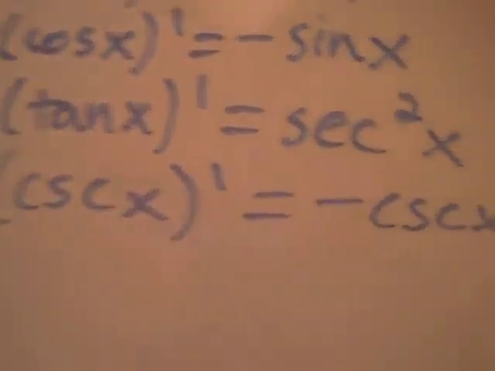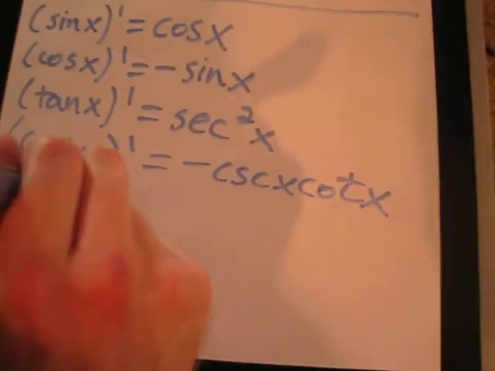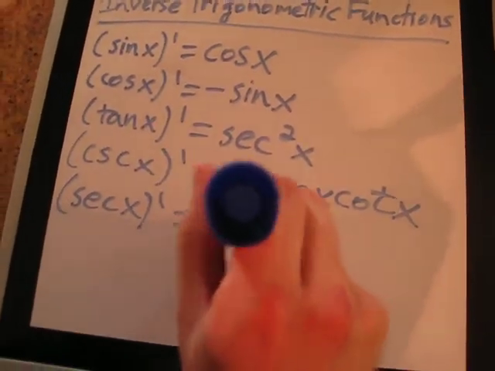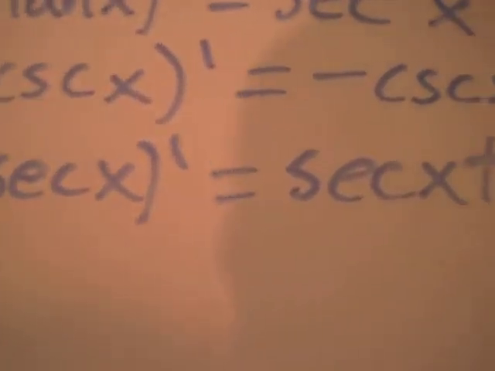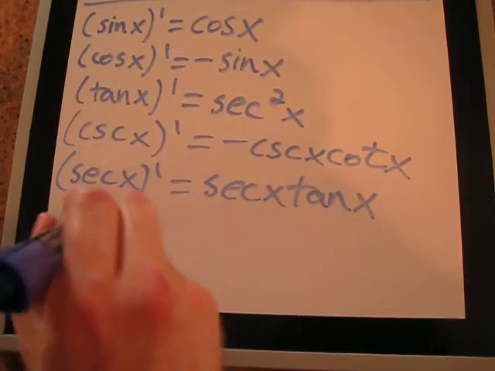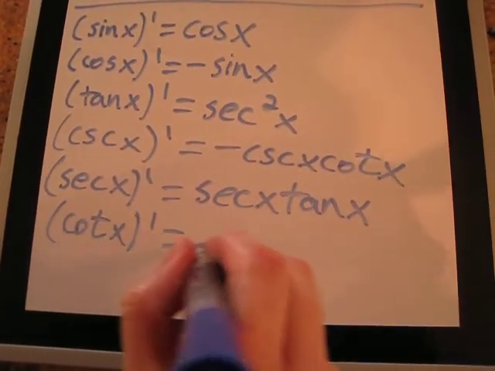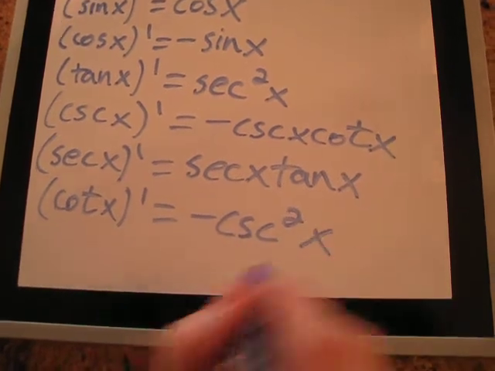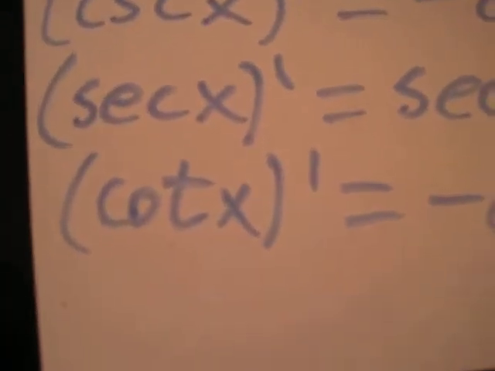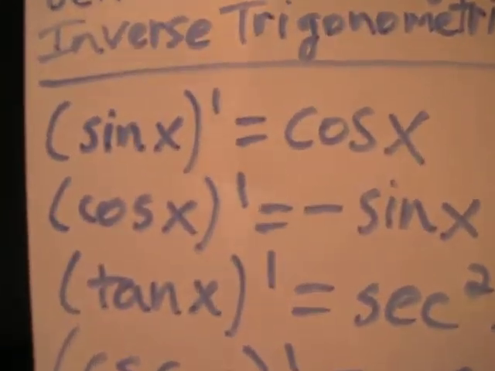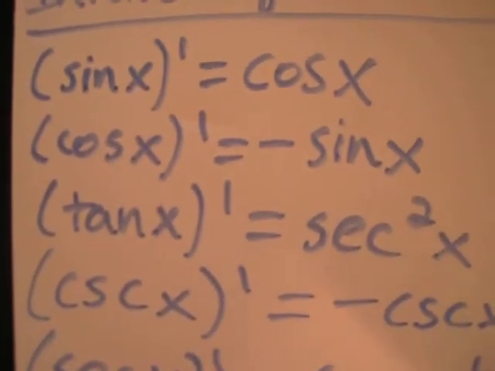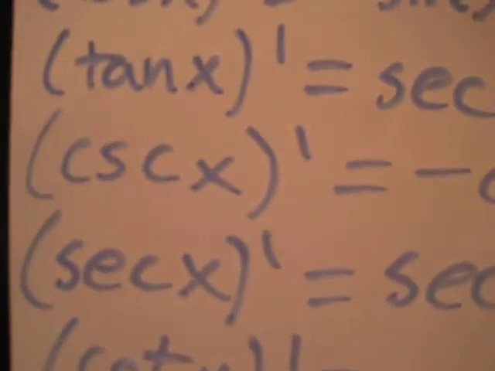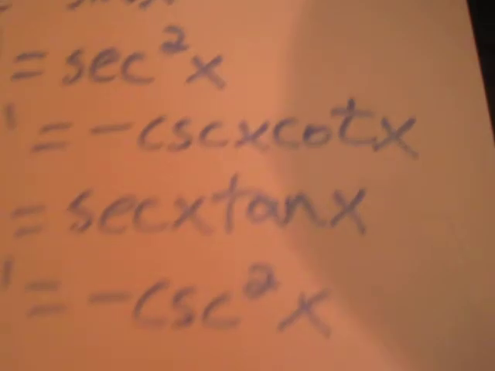The fifth derivative is the derivative of secant, which is secant times tangent. And the sixth and final one is cotangent. And the derivative of that is negative cosecant squared. And as I just mentioned, you really should know the derivatives of these functions because they come up a lot and they're important. And now that we have these derivatives, we're going to talk about the derivatives of inverse trigonometric functions.